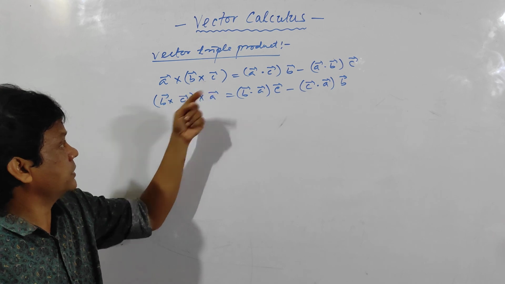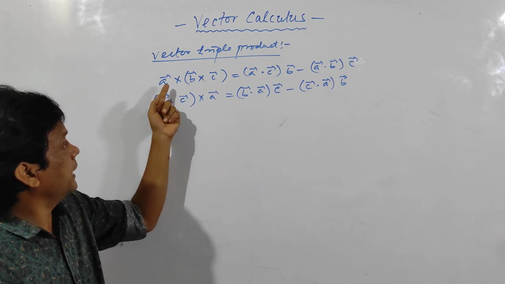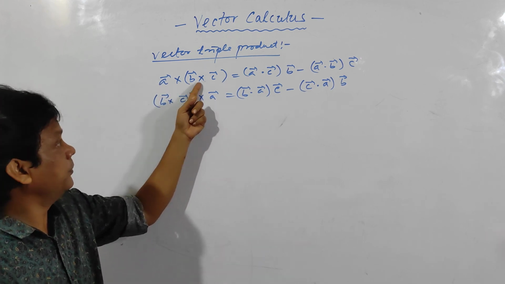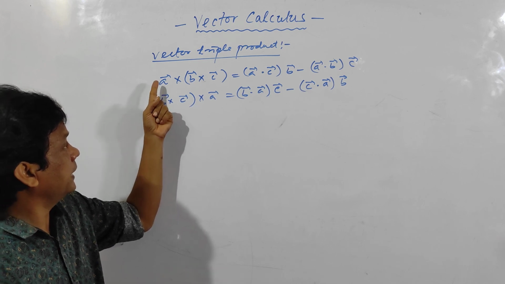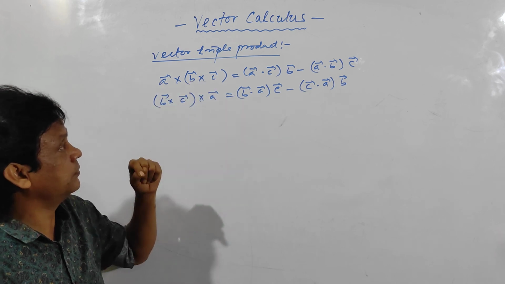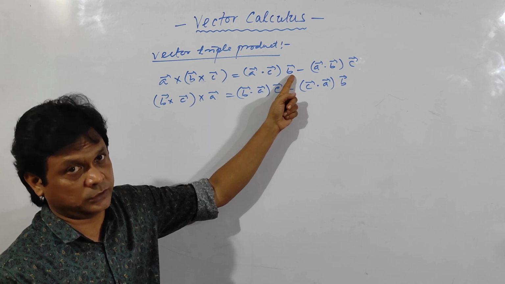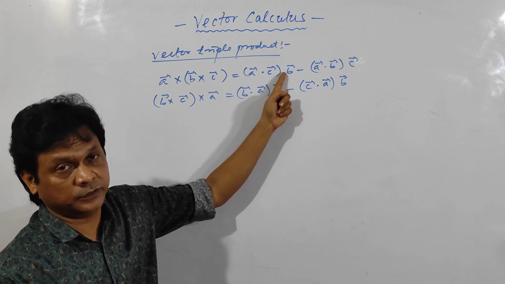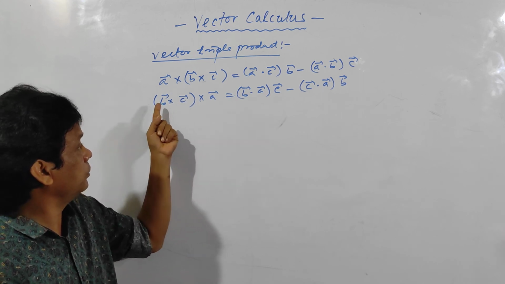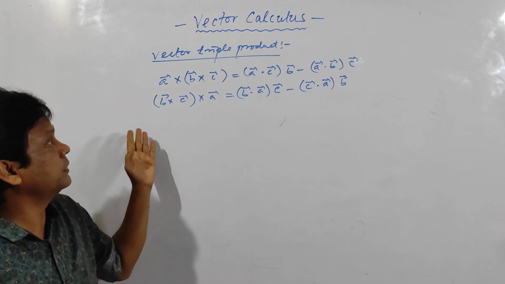And A cross B cross C. I have put a bracket around B and C. So A is a single vector, and A can be on the left hand side or on the right hand side. If it is on the left hand side, take A dot C into B minus A dot B into C. Because A dot B is a scalar quantity, so scalar into B, not dot or cross. Don't put a dot or cross here because this is a scalar quantity. And B cross C cross A is equal to B dot A into C minus C dot A into B. These are the two formulas on the vector triple product.